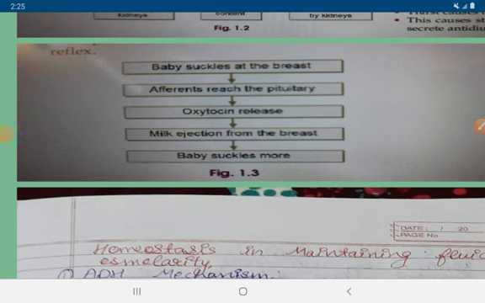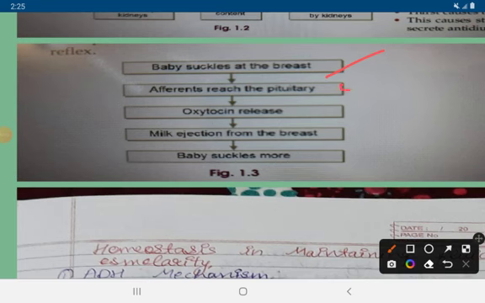So in the milk ejection reflex, baby suckles at the breast and afferents reach the pituitary. Oxytocin releases from the posterior pituitary and milk ejection from the breast occurs, and baby suckles more.